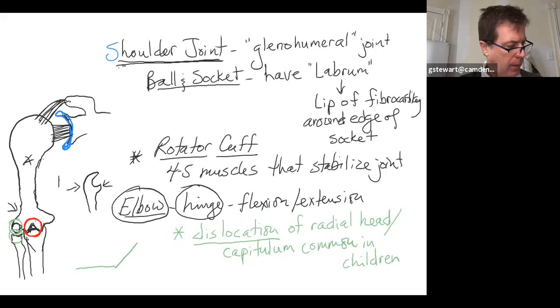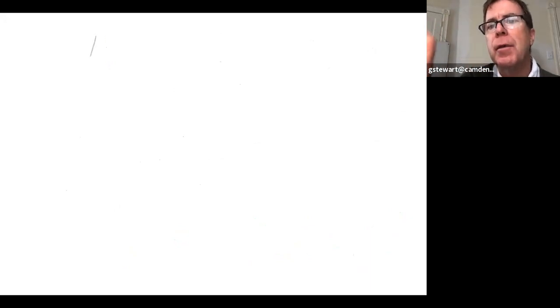All right, we've done knee, shoulder, elbow, hip joint. I think hip joint is last in your book. No, they do the TMJ as well. So let's do hip.